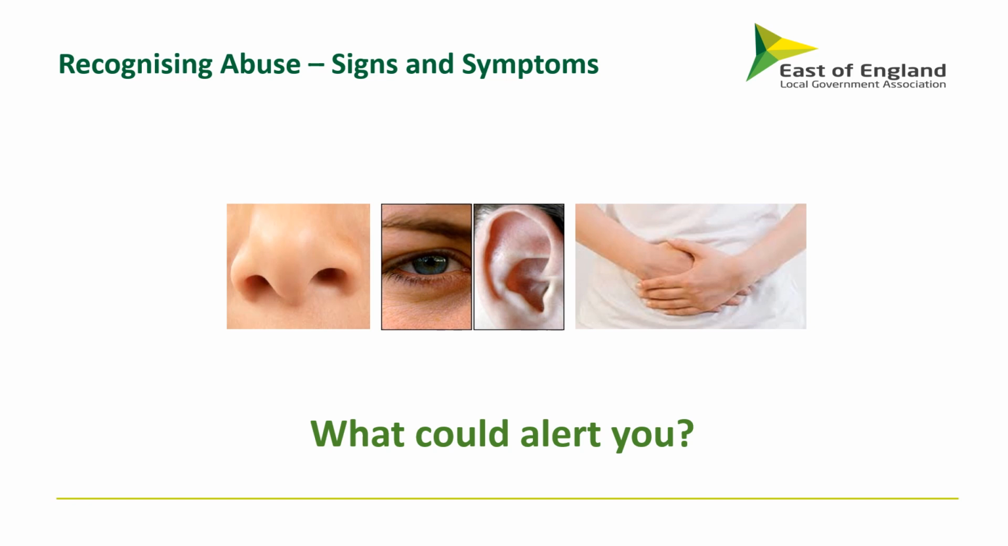We're going to look at the 4 categories of abuse that are common across both adults and children: physical, neglect, sexual, and emotional, and look at some of the signs and symptoms that you may need to look out for and could indicate to you that there's a safeguarding concern.